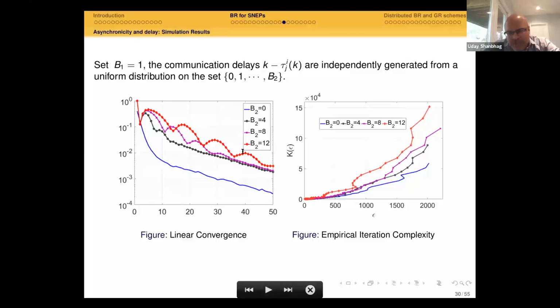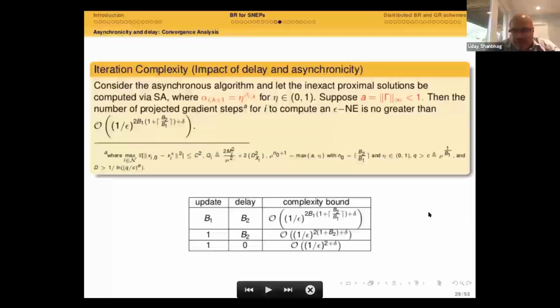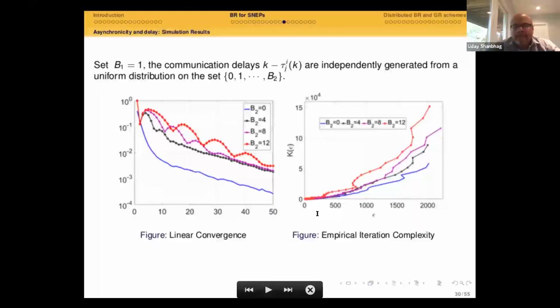Okay. So in B2 equals 12, you're working with significant delays. B2 equals 0 is the original counterpart. Okay. And you can see the empirical iteration complexity is also afflicted by this. Remember, the iteration complexity affects the constant here. So instead of becoming squared, it becomes 2 times B1, okay?